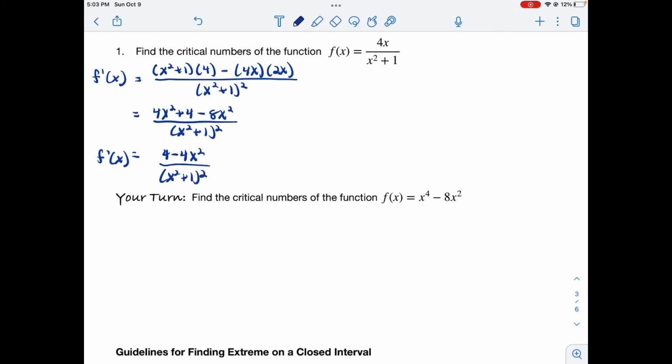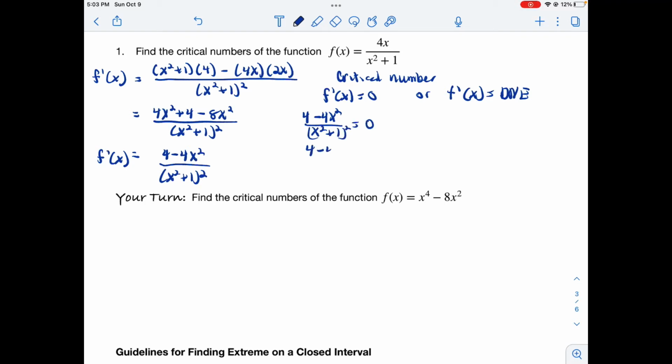over x squared plus 1 quantity squared. Now, to find the critical numbers, we need to figure out when our derivative is equal to 0 and when our derivative does not exist. For rational functions, to find where the derivative equals 0, I just set my derivative equal to 0. And for any rational function, your derivative is equal to 0 when the numerator equals 0, because if I multiply both sides by x squared plus 1 quantity squared, 0 times that just gives us 0 again. Solving this equation for x, we get that x is equal to plus or minus 1.